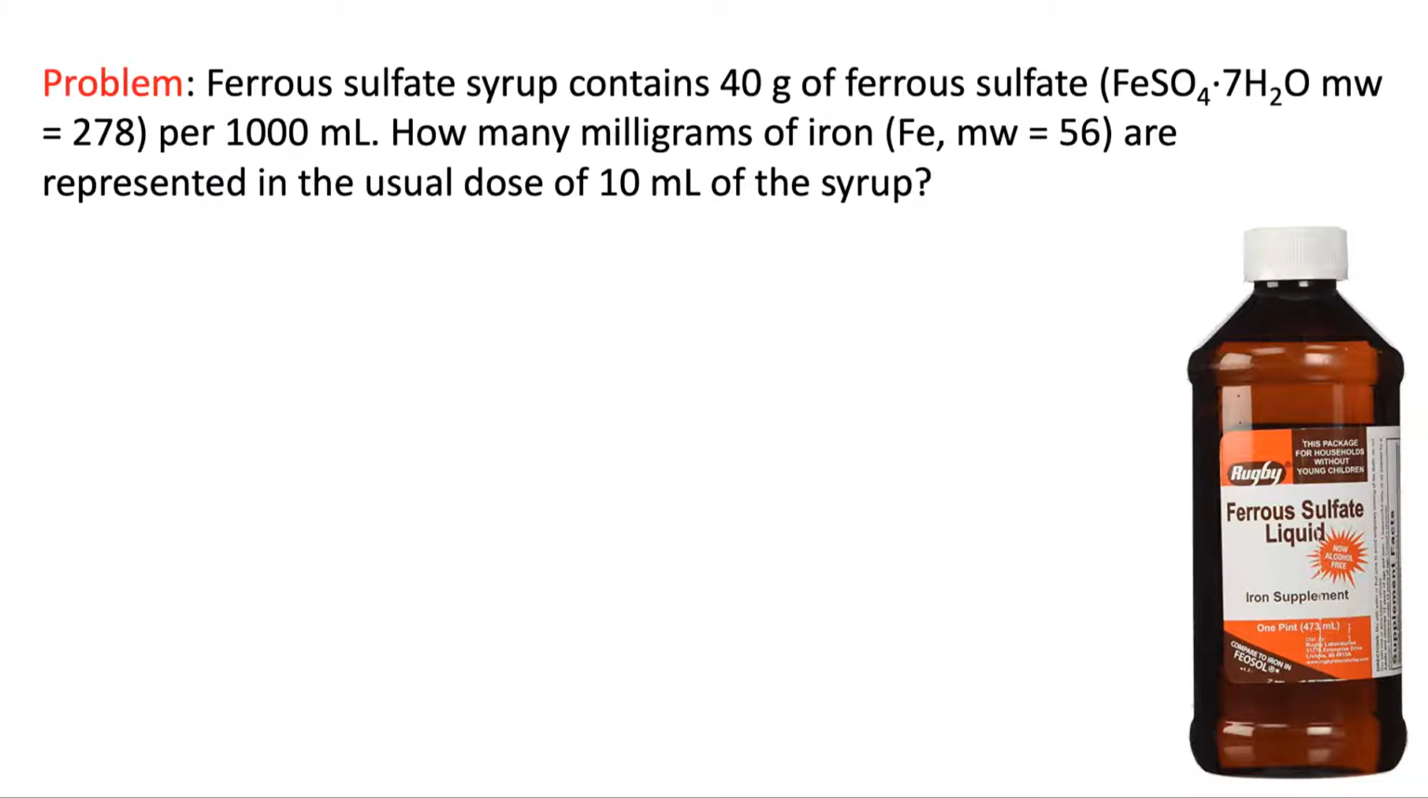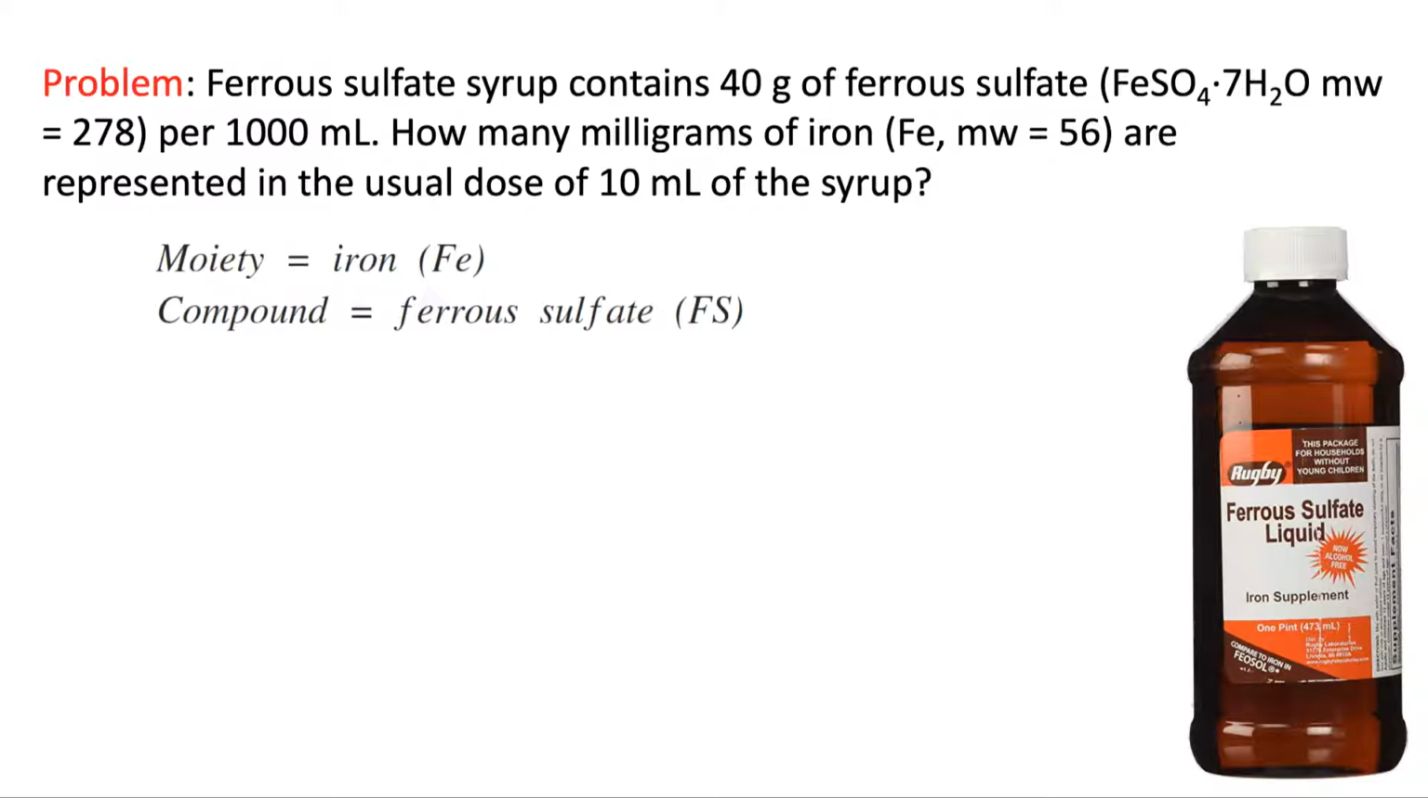The first step is to very clearly indicate to yourself what is the active drug moiety and what is the drug compound. Okay? So in this question, the moiety, the active agent, is the elemental iron, or the Fe, and we'll abbreviate that Fe. So elemental iron is the moiety. The compound is represented by the ferrous sulfate, and I'll just abbreviate that FS. Okay? Moiety is iron, compound is ferrous sulfate.